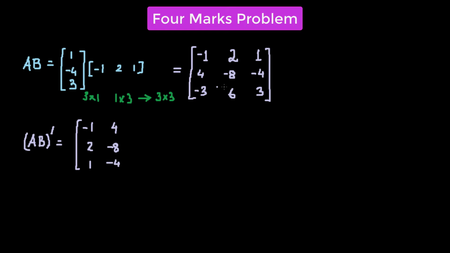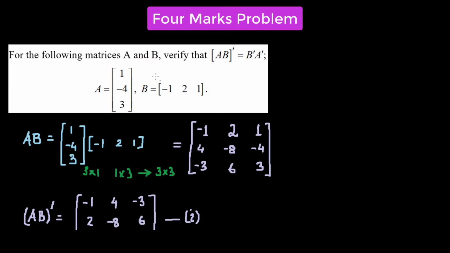Then we consider the elements in the third row and place them in the third column. So that should give us 3, 6 and 3. So we have the transpose of the product AB. Let's keep it aside and name it equation number 1 for the time being. Now we have to find A transpose and B transpose. So let's copy these values.